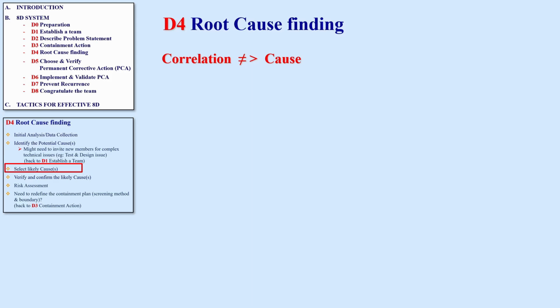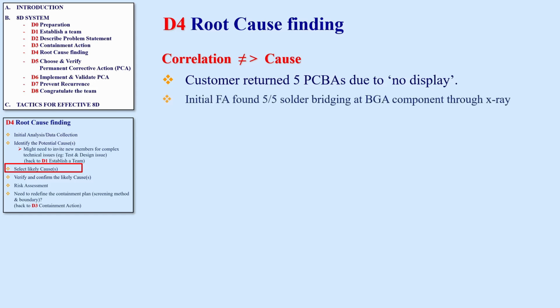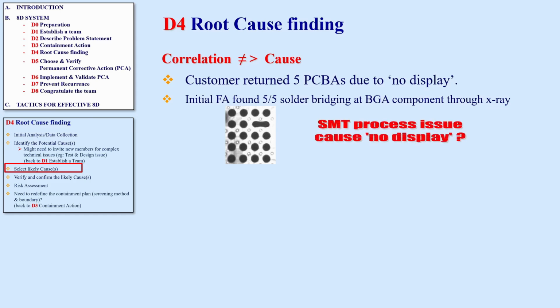Jumping from correlation to conclusion is one of the common pitfalls, a common mistake made by inexperienced engineers. Let's have a case study to explain this. Say a customer returned 5 PCBAs due to no display. Through X-ray inspection, initial failure analysis found 5 out of 5 PCBAs with solder bridging at the BGA component. In general, whenever observing a solder bridging issue, engineers will conclude this is an SMT process related issue, instead of design or other issue.